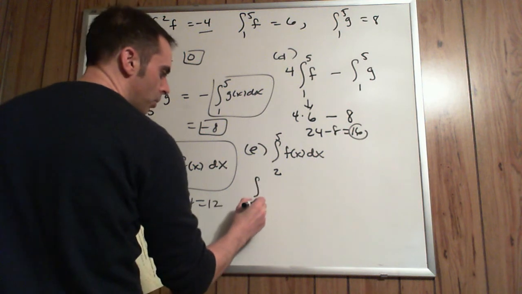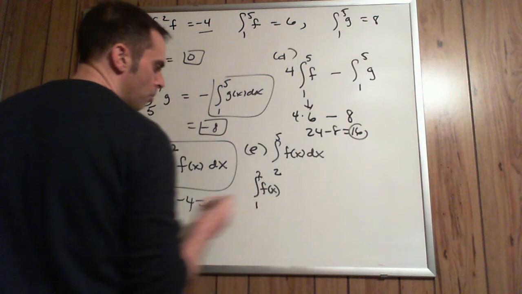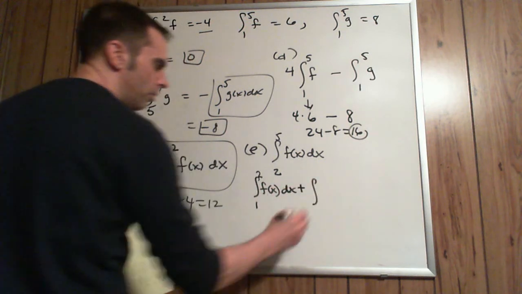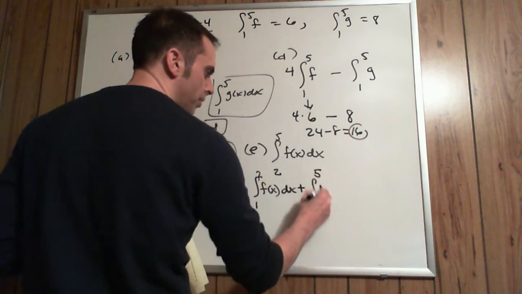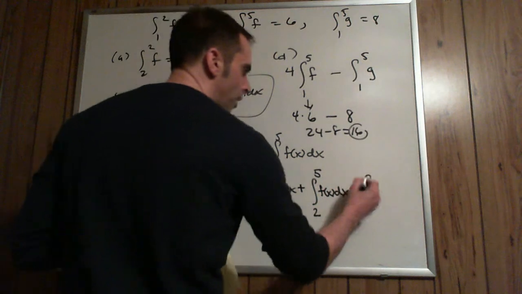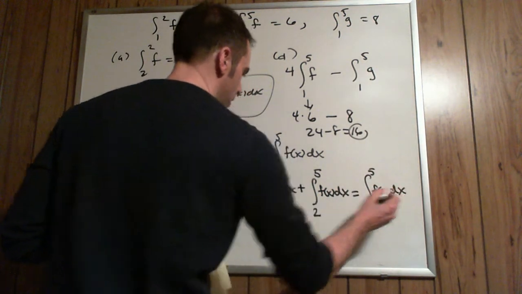So if you think about it, we could write that the definite integral from 1 to 2 of f of x dx, plus the definite integral from 2 to 5 of f of x dx, would be equal to the definite integral from 1 to 5 of f of x dx.